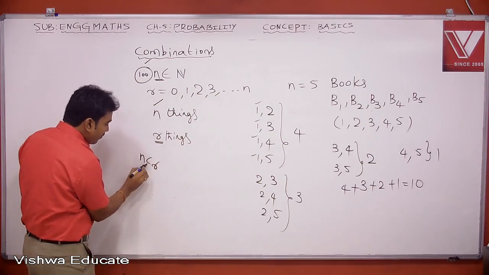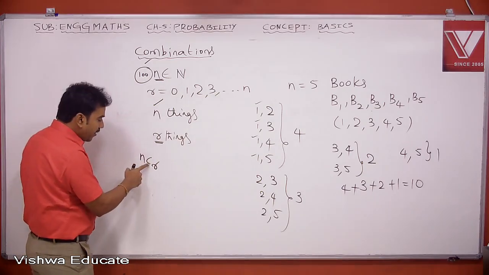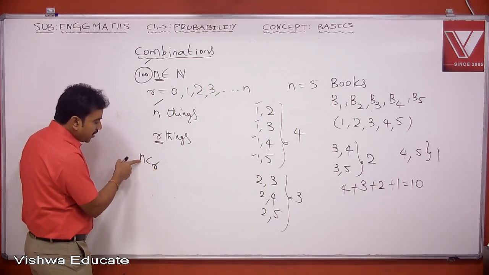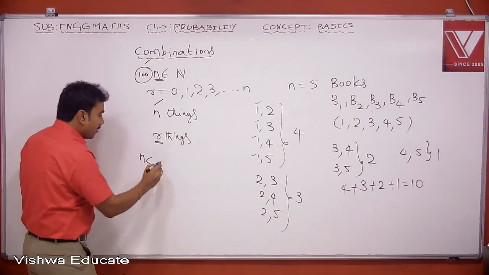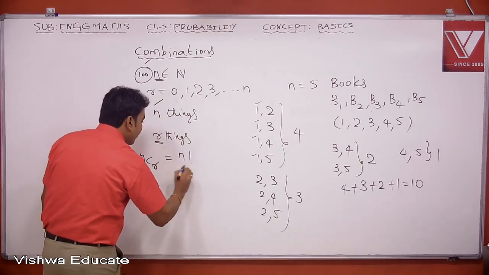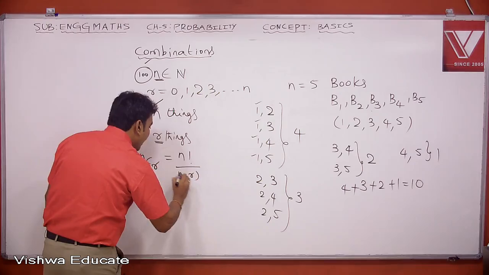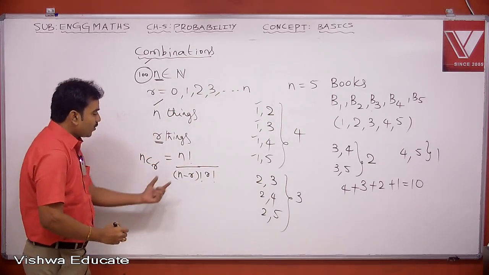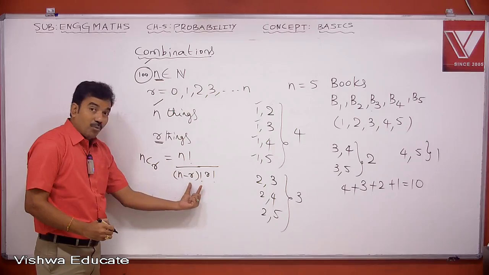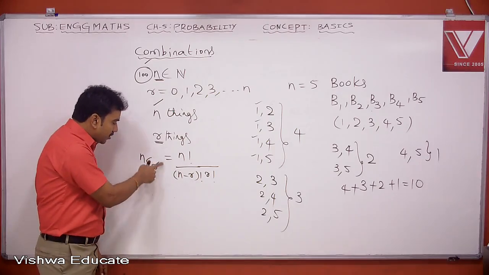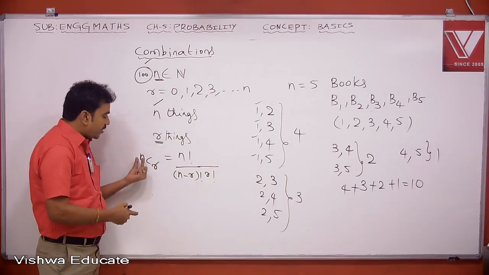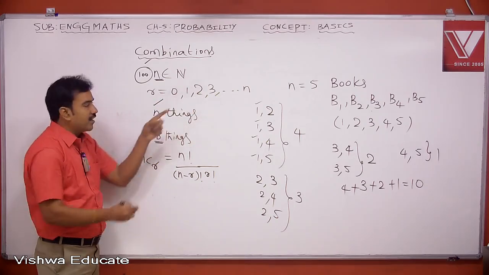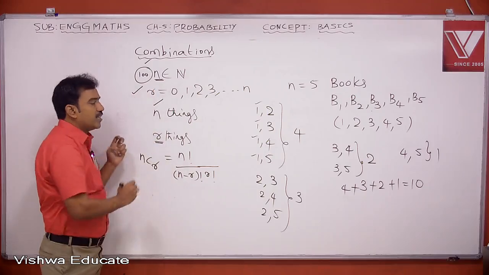This C stands for combination. The number of ways of selecting r things out of n things is given by nCr, and this is given by n factorial by (n minus r) factorial into r factorial. So this quantity gives the number of ways of selecting r things out of n things. n is a natural number. r is a number ranging from 0 to n. I even told you why r values are changing from 0 to n.